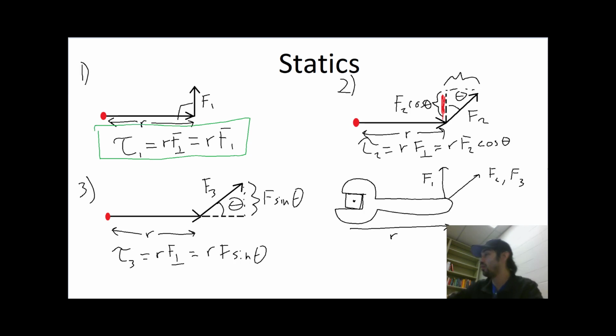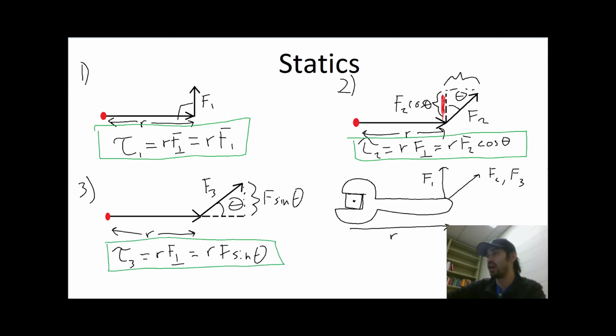Okay, so you can see in these three different scenarios, there are three different ways that we're writing this in the end when we're writing it in terms of the angles that are given. In the first case, the angle is 90 degrees, so F perpendicular is just that force. In the second case, the angle that I'm given is between F2 and this vertical here, so the perpendicular portion is F2 times cosine of theta. And in the third case, the angle that's given is between F3 and the direction that r is going in. So this is going to be r times F3 times sine of theta.